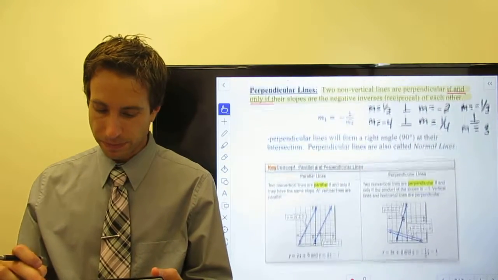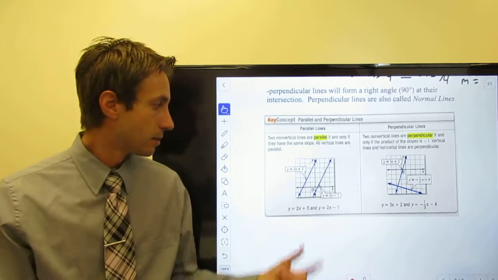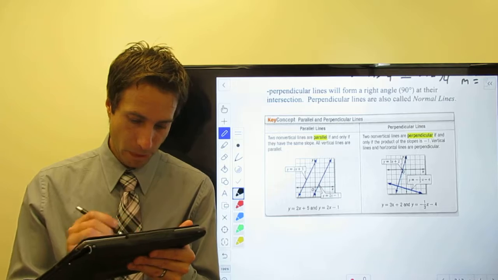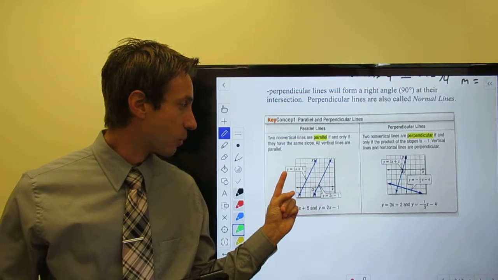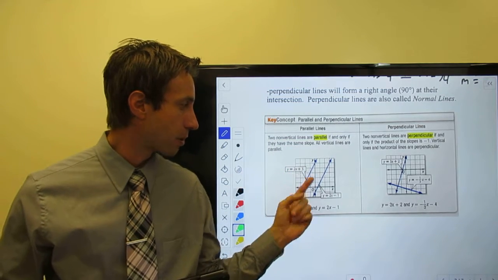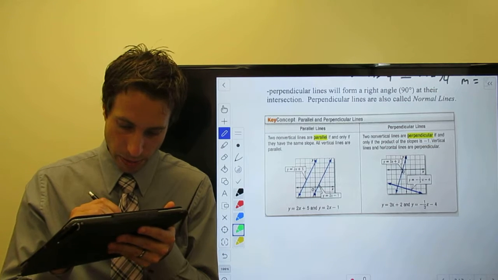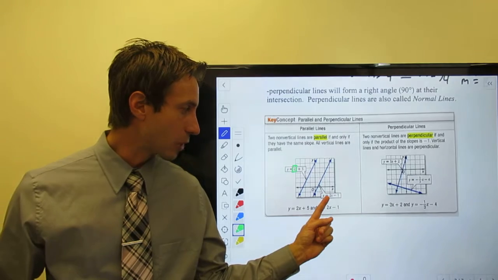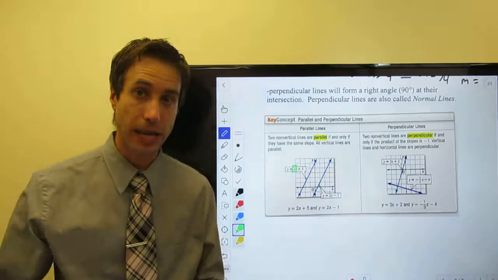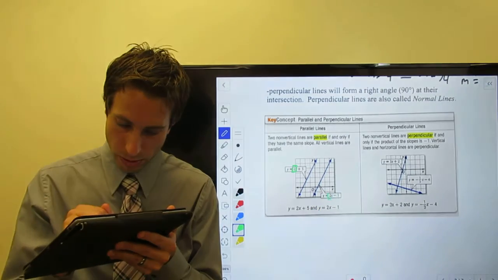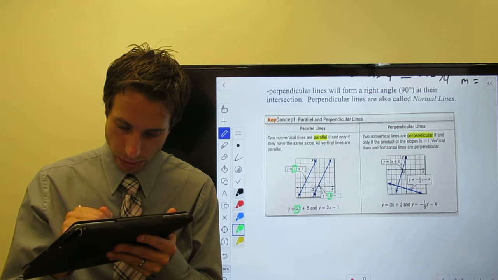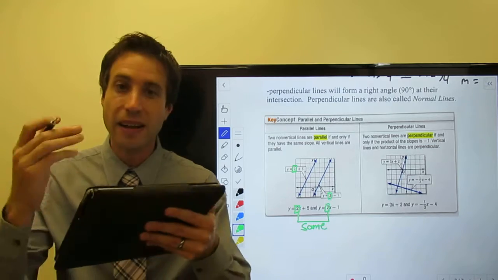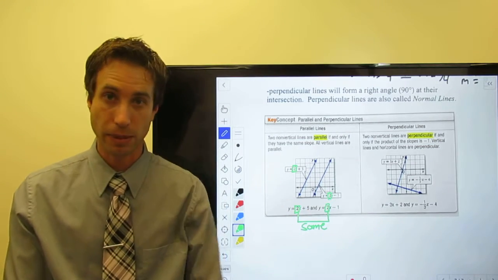What I've done for you guys right here is parallel lines. Please notice right here, the slope of this line, y equals 2x plus 5, the slope is 2. Why are they parallel lines? y equals 2x minus 1. Look, the slopes are the same, 2 and 2. That's why they're parallel. If the slopes are the same, then they're parallel.